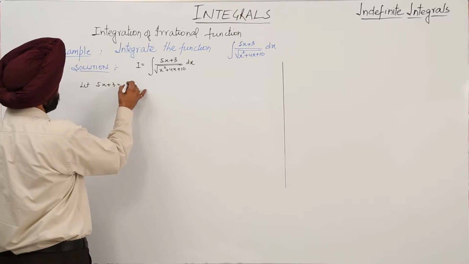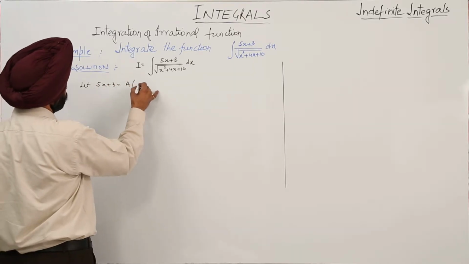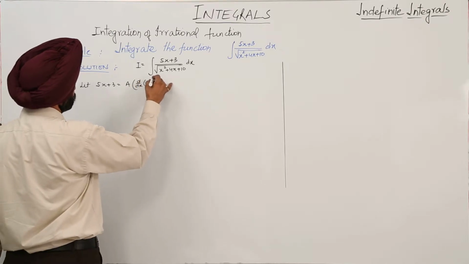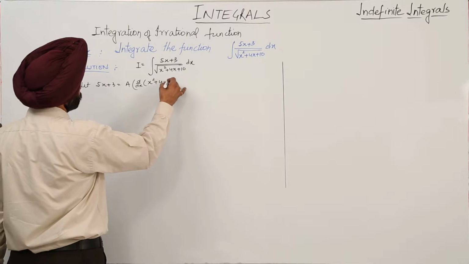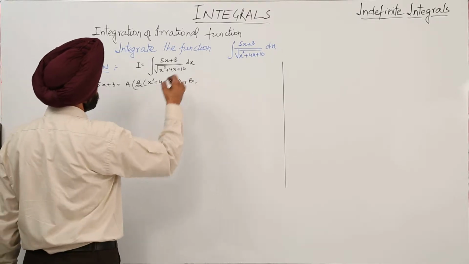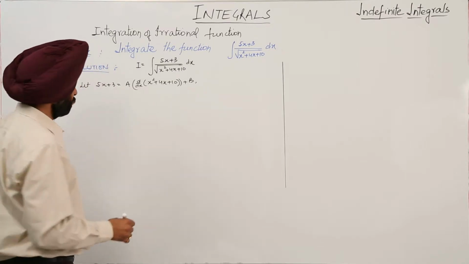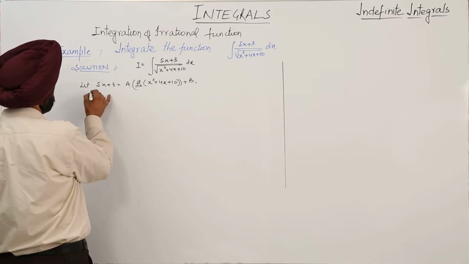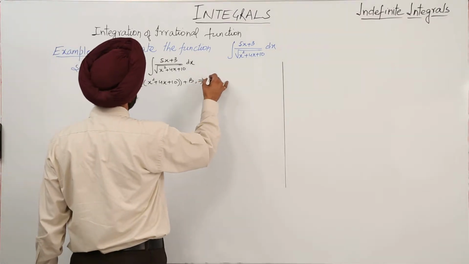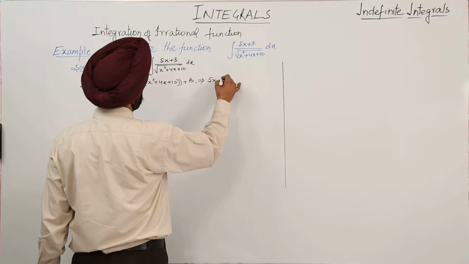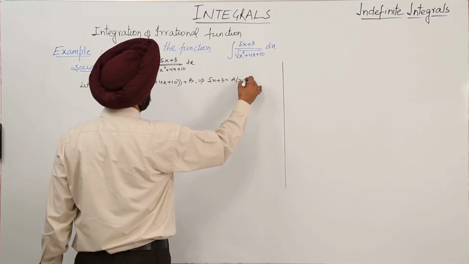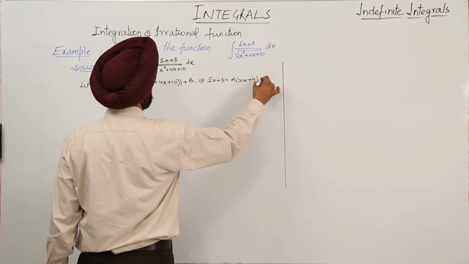Now let 5x + 3 is equal to a times d by dx of (x square + 4x + 10) plus b. Now this approaches to 5x + 3 is equal to a with (2x + 4) plus b.